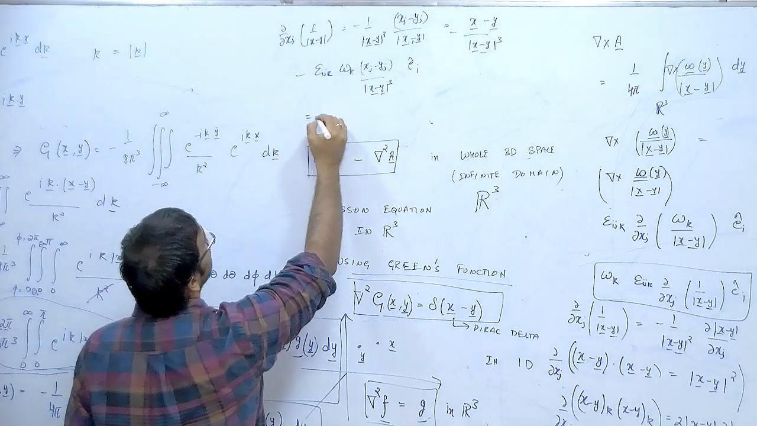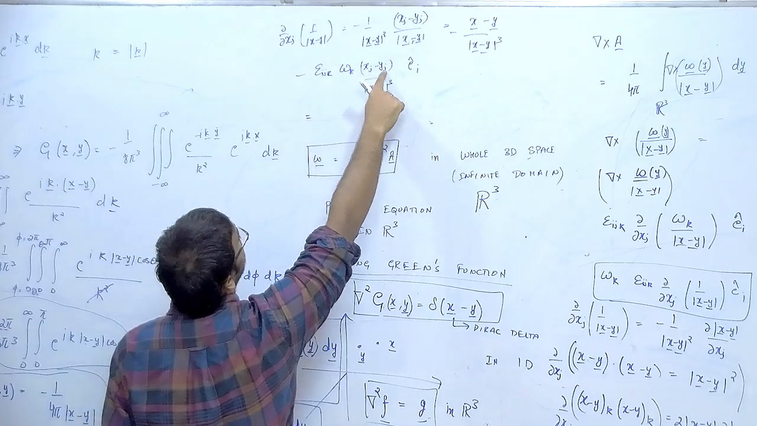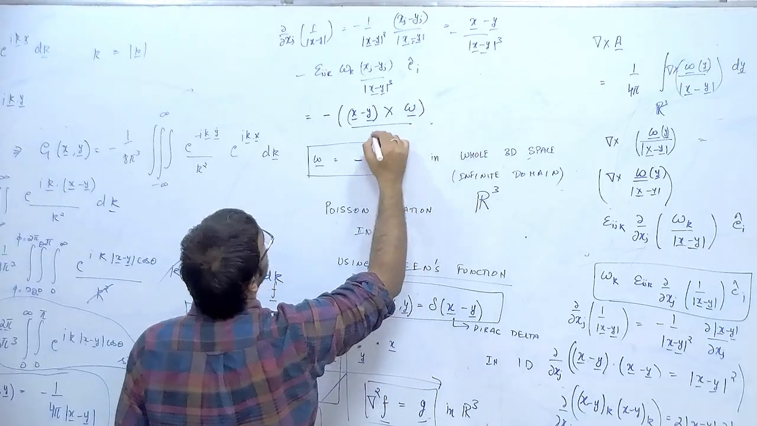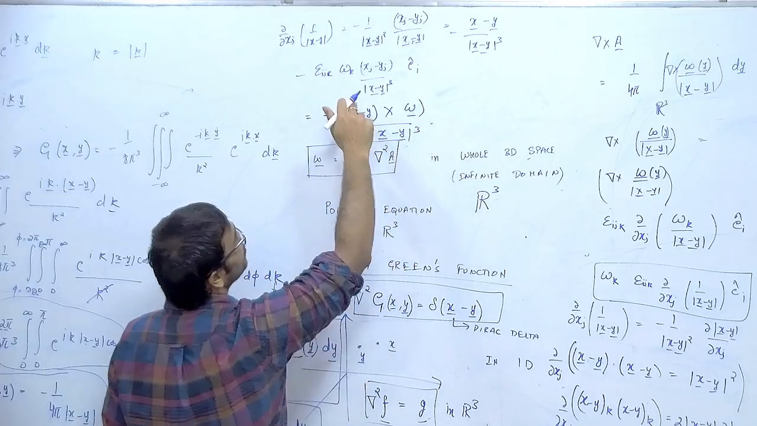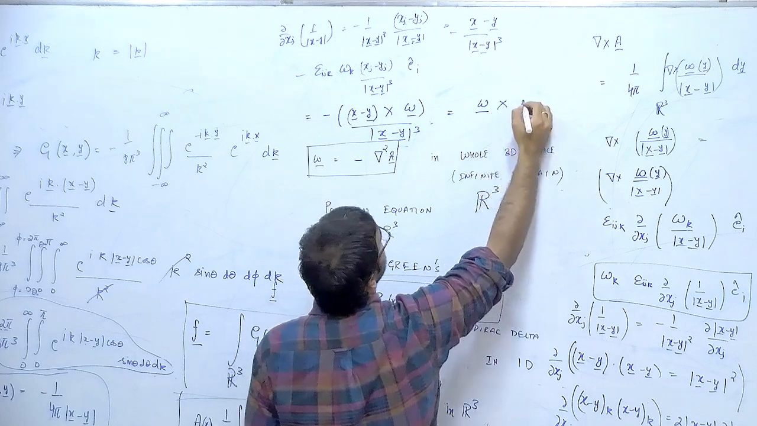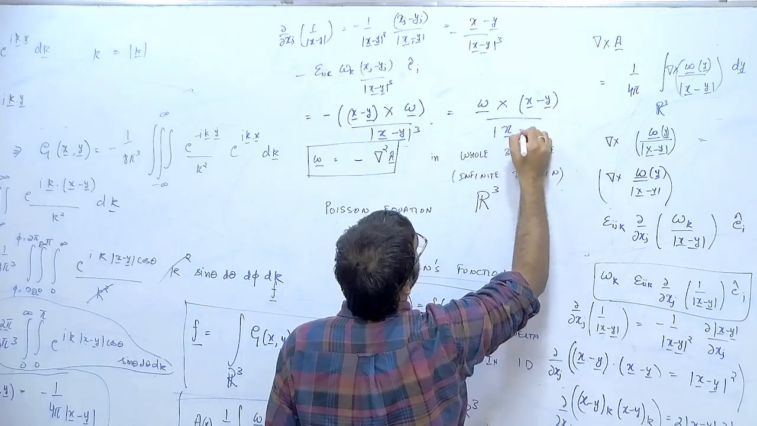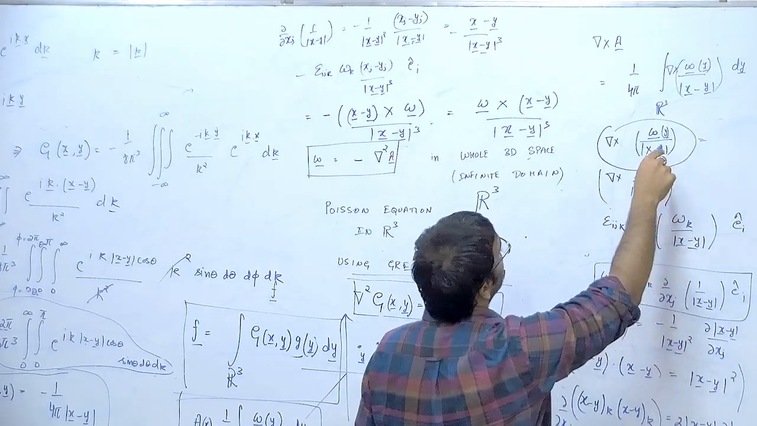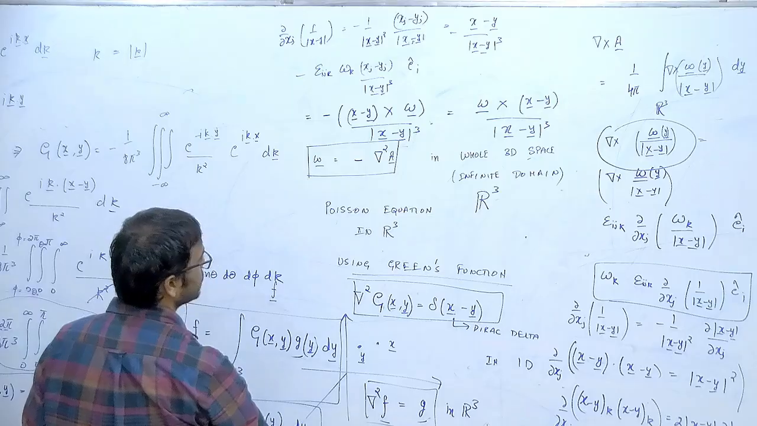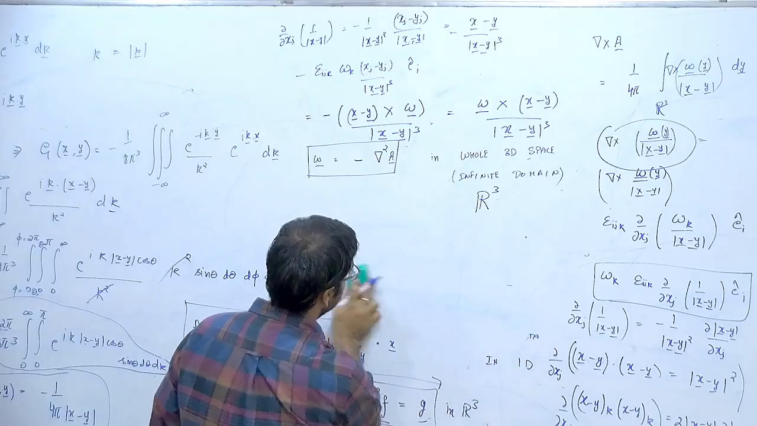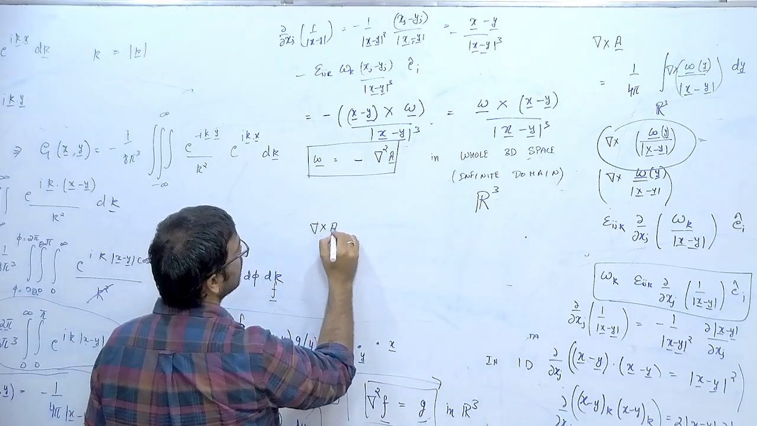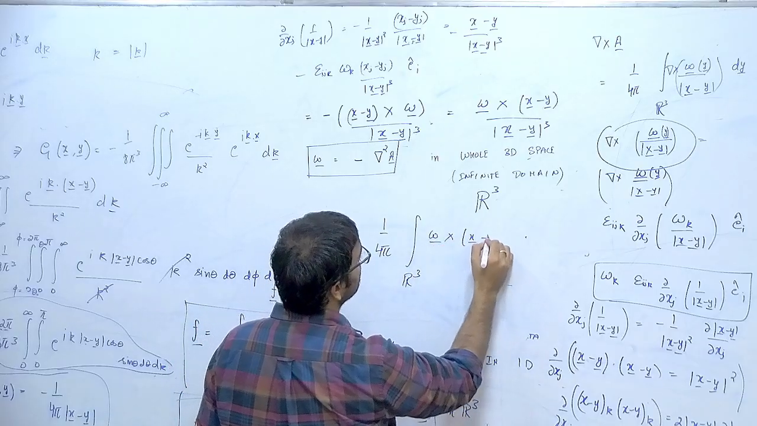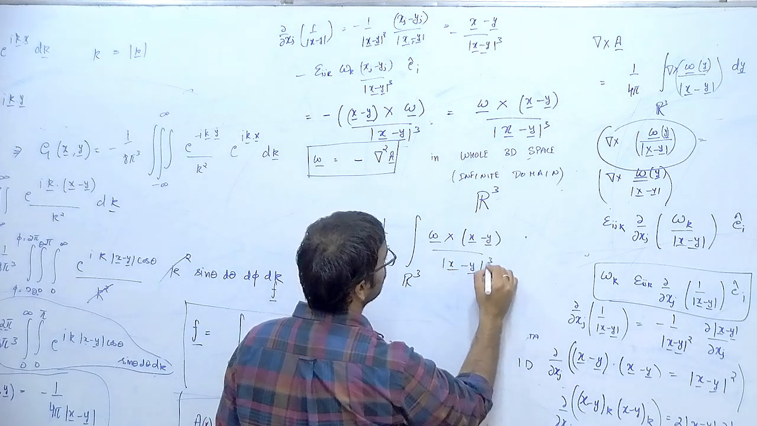This is nothing but epsilon i j k omega k x j minus y j. What is that? That is the x minus y vector cross omega vector by mod x minus y cube with a minus sign. If you have a cross b with a minus sign, you can write it as omega cross x minus y over mod x minus y whole cube. So this expression, del cross of omega by mod x minus y, gives us this, and now we reach the result: del cross A is equal to 1 by 4 pi integral over r cube of omega cross x minus y over mod x minus y cube dy.